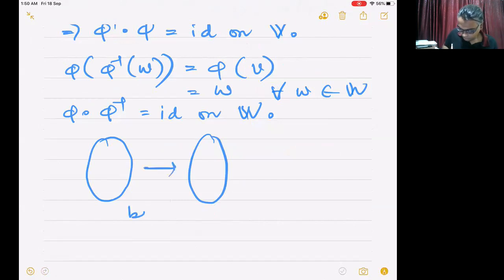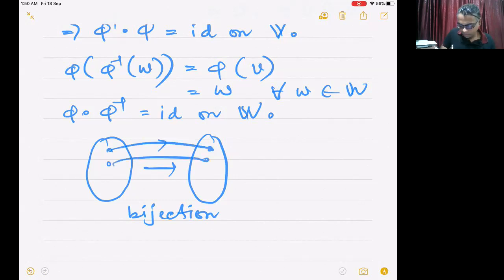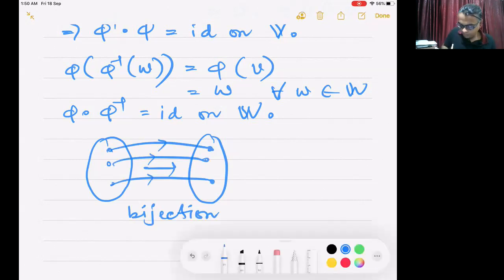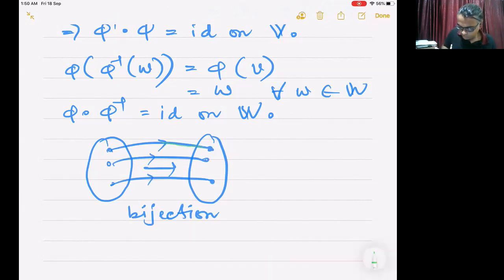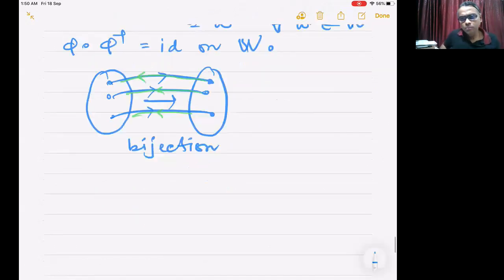Whenever there is a bijection, each element here can be paired up. And once this pairing is done, I can easily define the inverse map using the pairing, because there's this one-to-one relationship, no? Yeah, so far so good. This is what bijection is.